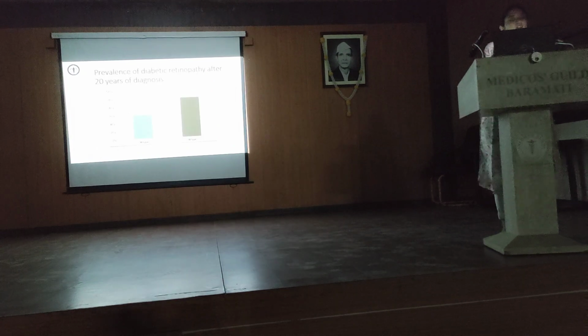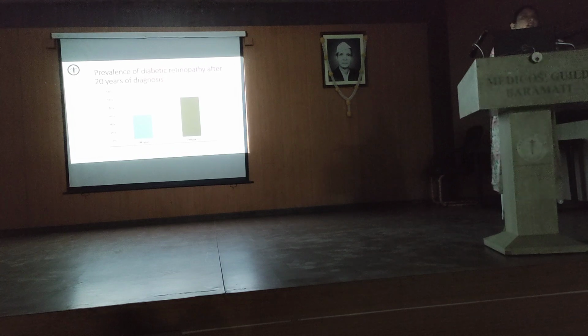So if we see the prevalence of diabetic retinopathy after 20 years of the diagnosis, type 1 diabetic patients will have around 100% prevalence of diabetic retinopathy, but type 2 patients will have 60% prevalence.